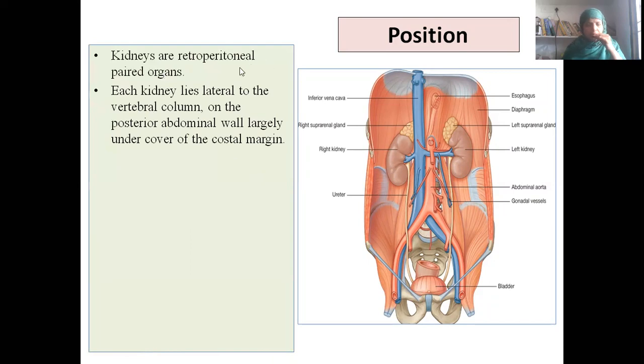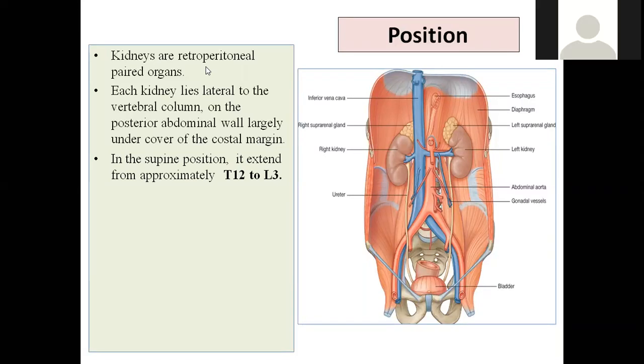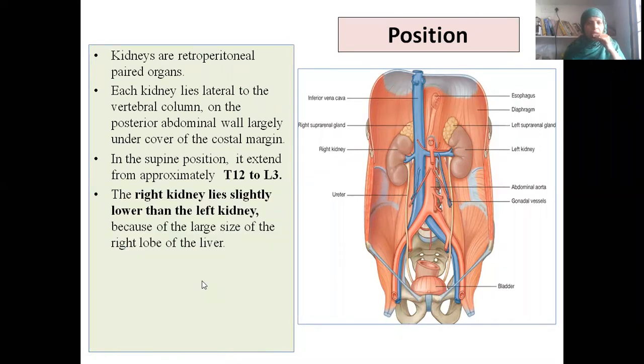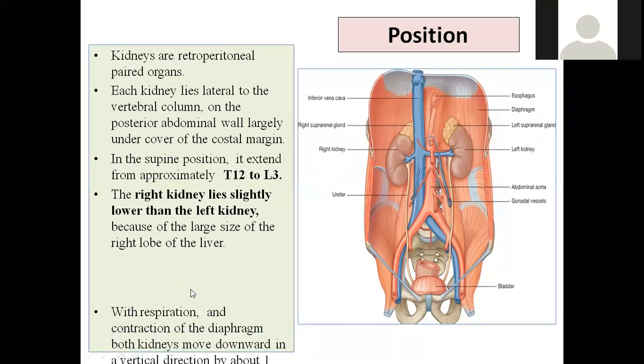So kidneys are retroperitoneal. What is the meaning? Behind the peritoneum. So each kidney lies lateral to the vertebral column in the posterior abdominal wall, under the cover of ribs. In supine position, it extends approximately, as we have seen already, from T12 to L3. The right kidney is slightly lower than the left kidney because of the large size of the right lobe of the liver, which pushes its position down.